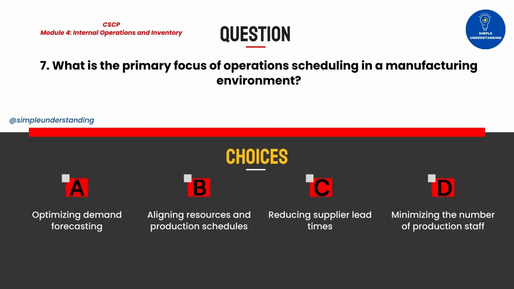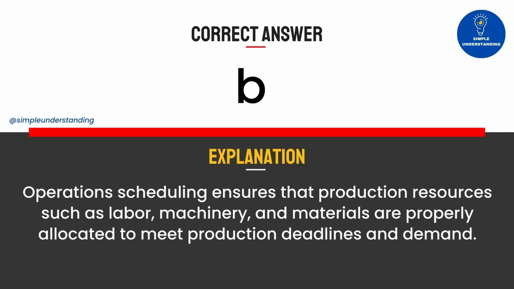7. What is the primary focus of operations scheduling in a manufacturing environment? A. Optimizing demand forecasting. B. Aligning resources and production schedules. C. Reducing supplier lead times. D. Minimizing the number of production staff. Correct answer, B. Explanation: Operations scheduling ensures that production resources such as labor, machinery, and materials are properly allocated to meet production deadlines and demand.